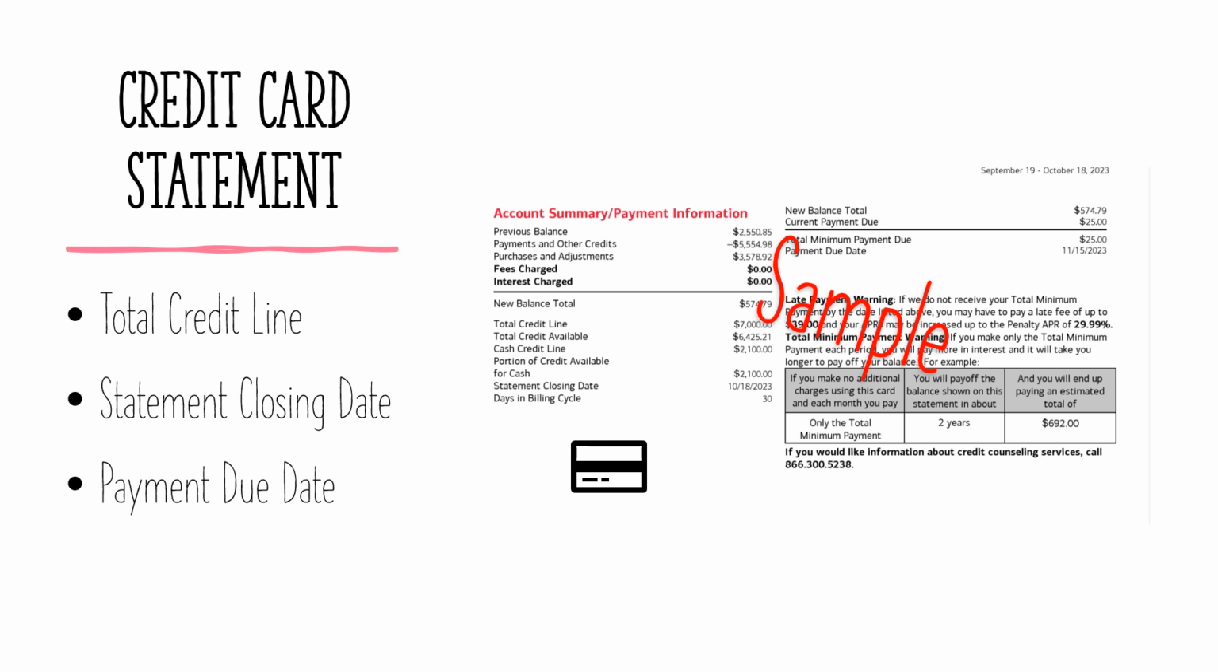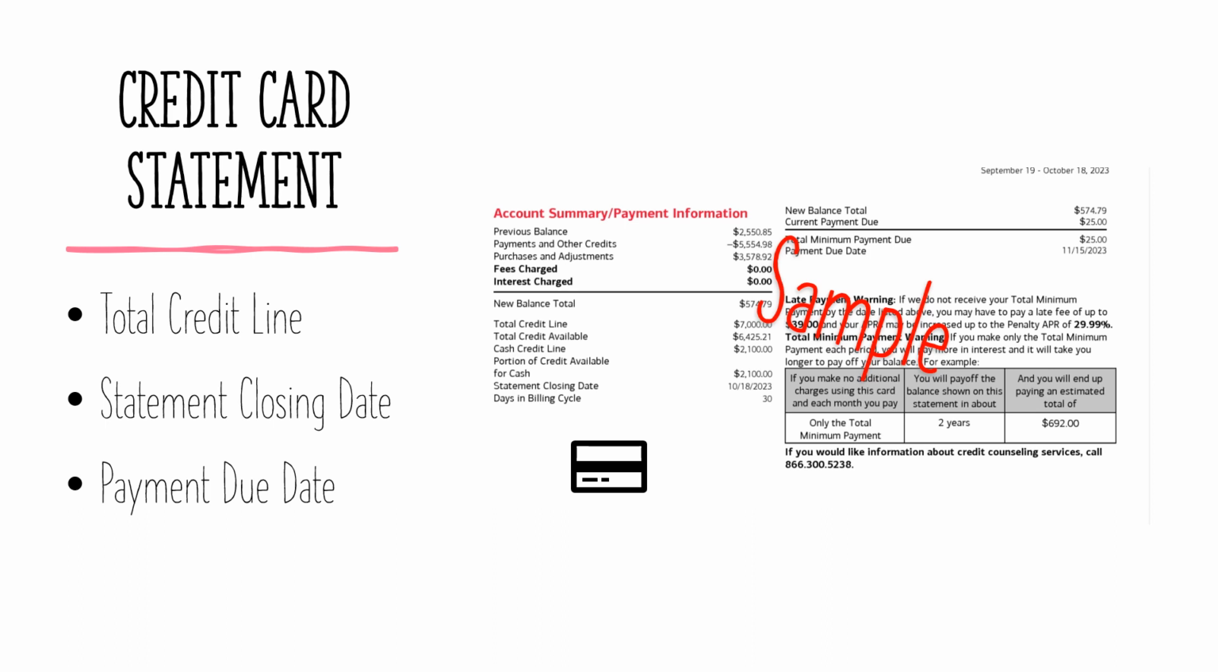And this is very important. So what do you think the credit card company is going to report to the credit bureaus? They're not going to report the purchases of $3,578.92. What they're going to report is the $574.79. So they're reporting that amount, and with the available credit of $7,000, you can see that is well below the 30% utilization rate.